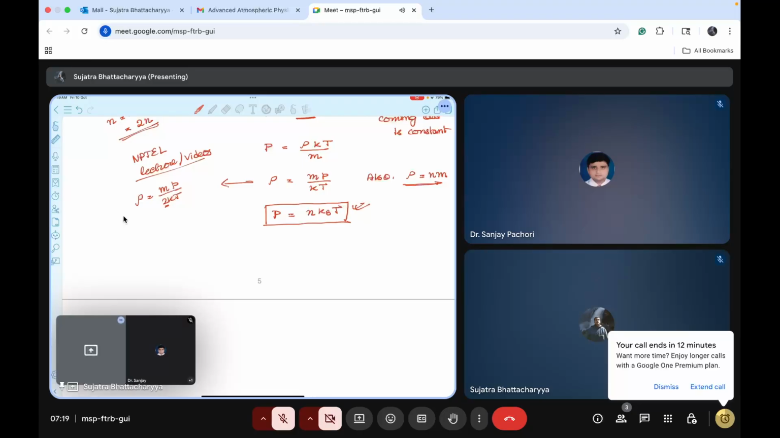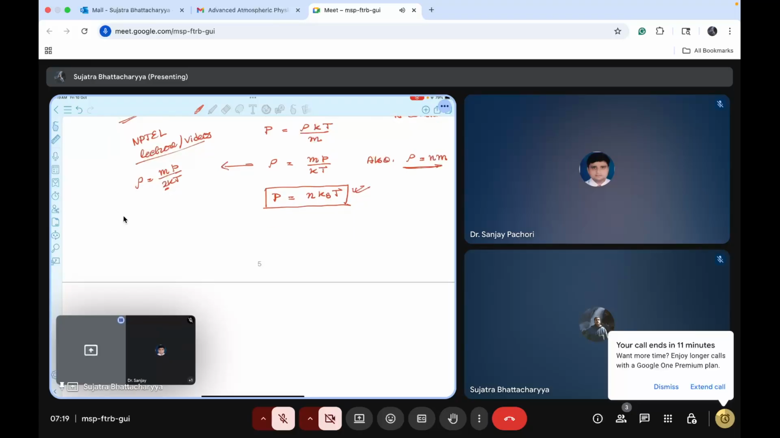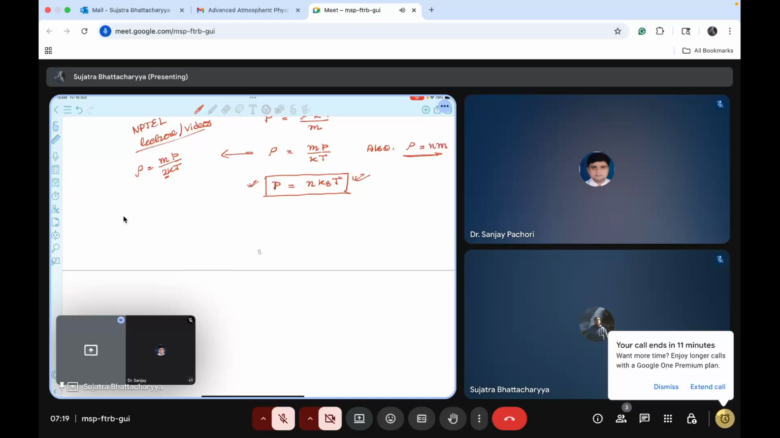Okay, let's see. Fine, I will go ahead with this. You can also try with P is equal to 2N kBT. Just check whether, with the expression which is already there in the NPTEL, you will get the final expression or not. I was not getting it, so that's why I have changed to this. Okay, let's go ahead then. So dP/dr therefore will be kT dN/dr. Fine.